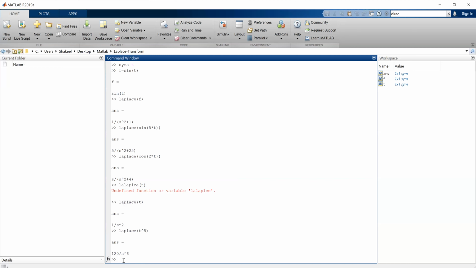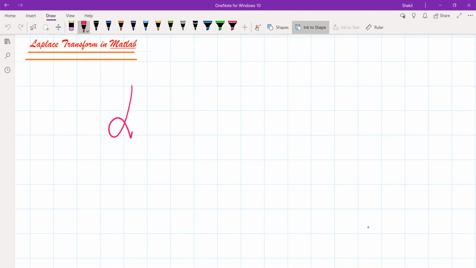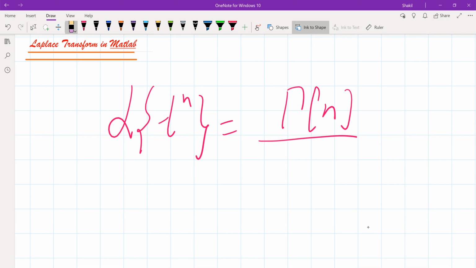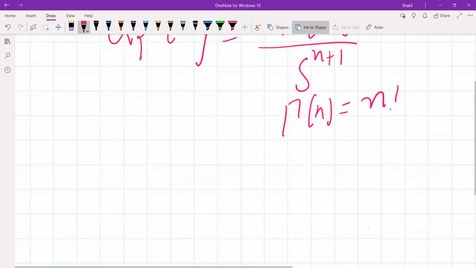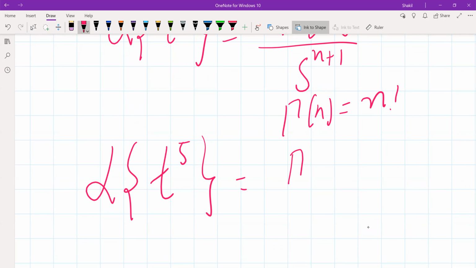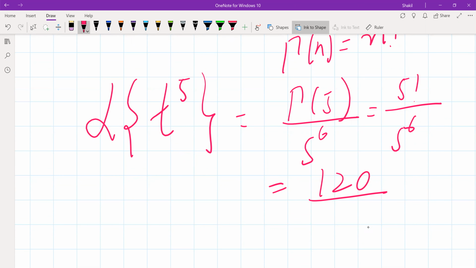We know the Laplace transform of t raised to n is gamma of n plus 1 divided by s raised to n plus 1. Now gamma n, if n is an integer, will be the factorial. So the Laplace transform of t raised to 5 is gamma 5 plus 1, which is gamma 6, divided by s raised to 6. Gamma 6 is the same as 5 factorial, and we know 5 factorial is 120, divided by s raised to 6. So this is how we determine the Laplace transform in Matlab of these functions.